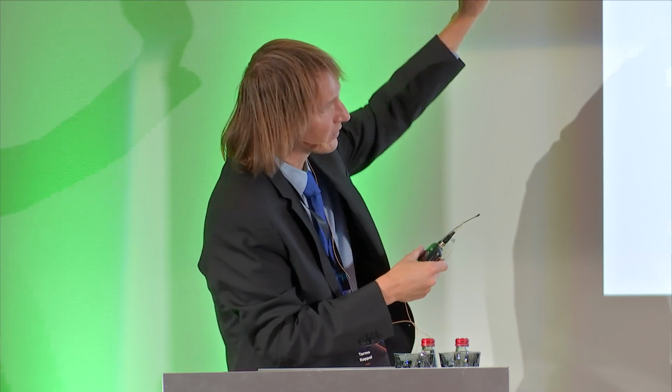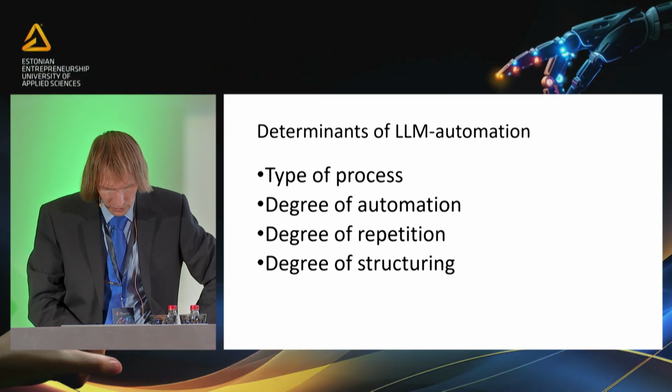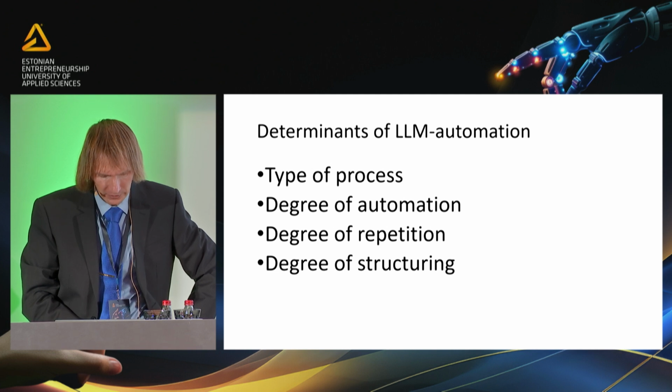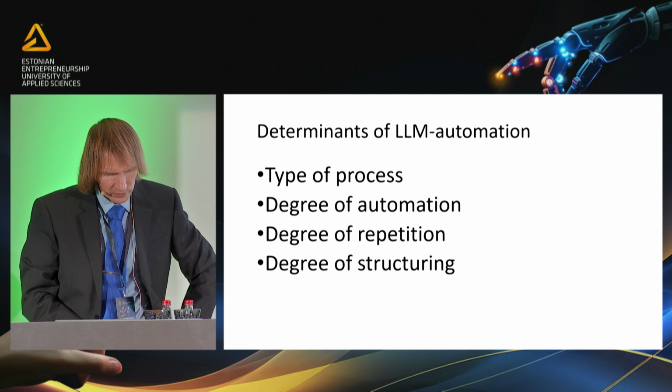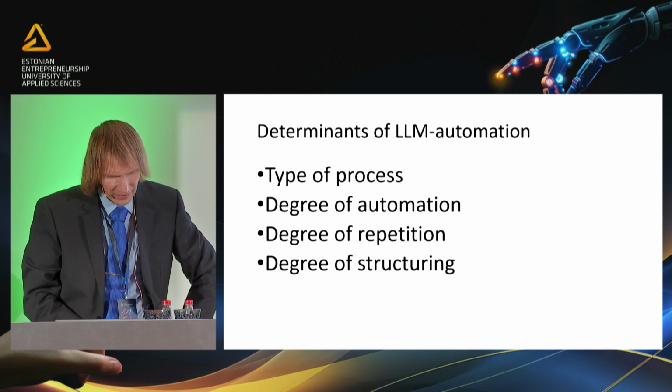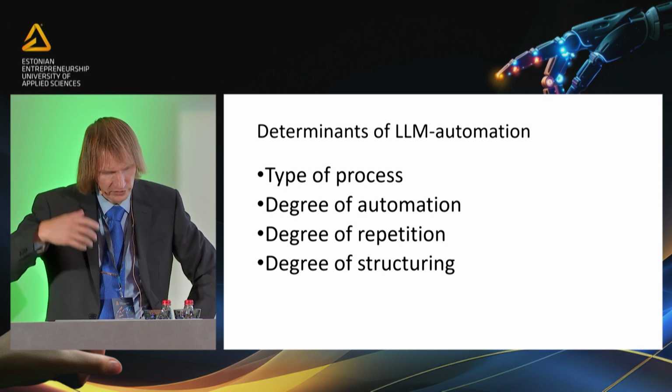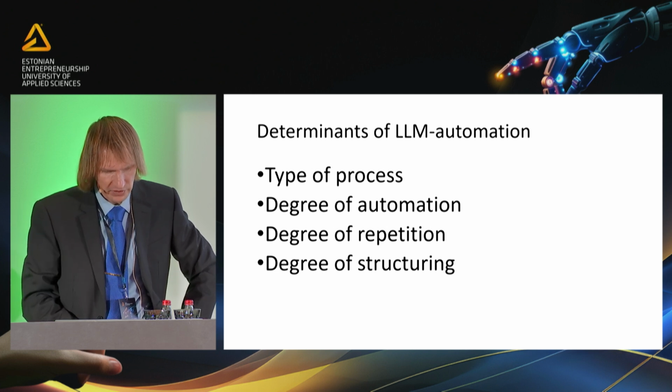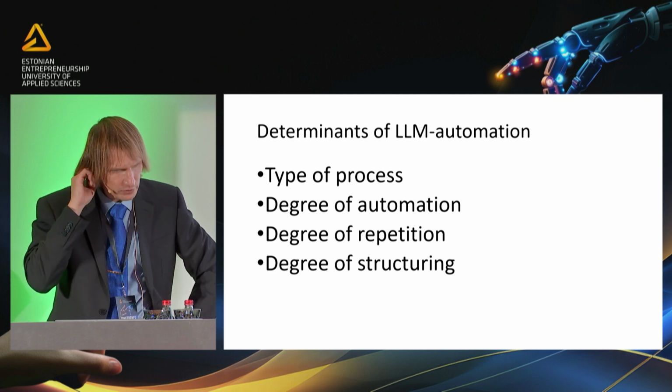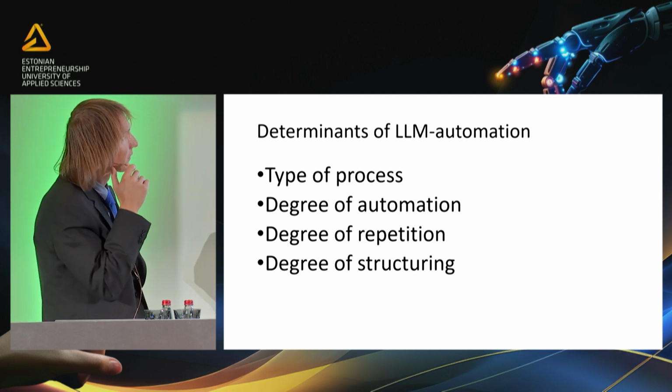We take a business process, we deduce this to activities, and for each activity we decide whether the LLM can do it or not. And there are determinants for this LLM automation. There are organizational, we need to account for what type of process it is, what is the possible degree for automation, what is the degree of repetition, what is the degree of structuring, because not everything can be automated.